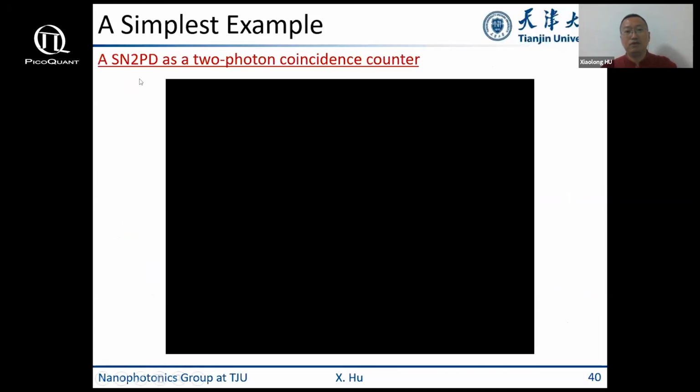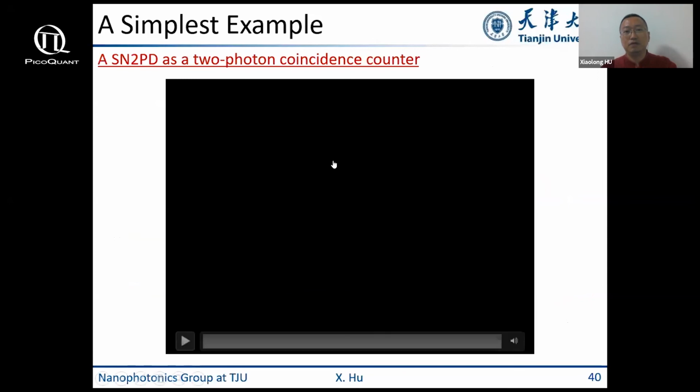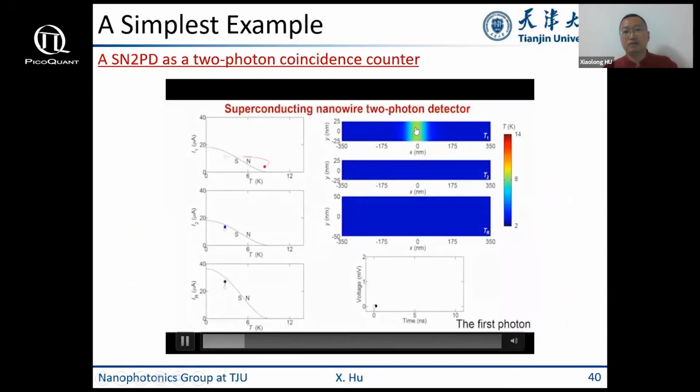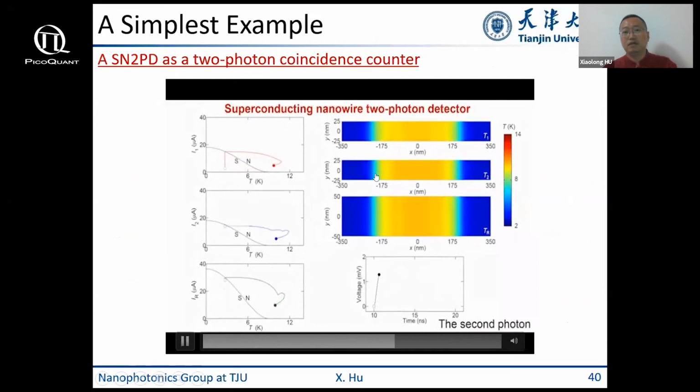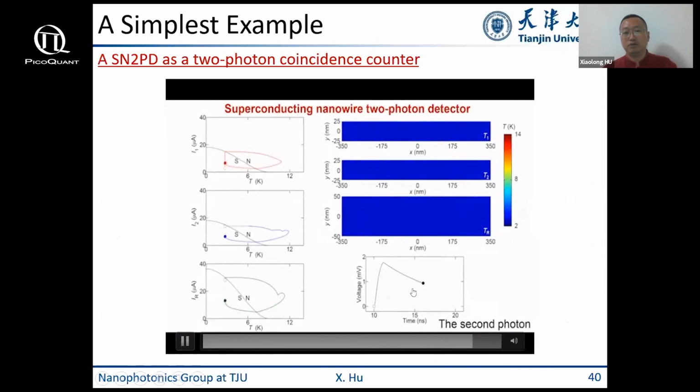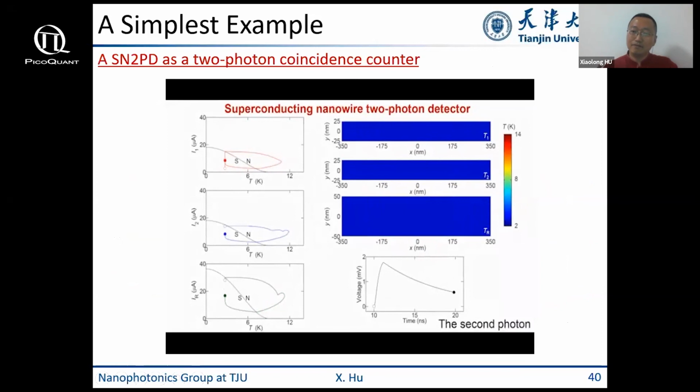Let me show you a video of this simplest two-photon coincidence counter. See, the first photon switches the first nanowire, and there is no voltage output. The second photon switches the second nanowire, and now all of them get switched. They generate a voltage pulse. So consequently, for 2 photons, we get 1 voltage pulse. That's a 2-photon coincidence counter.